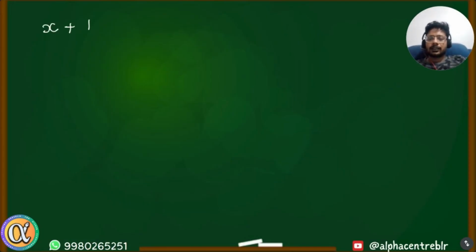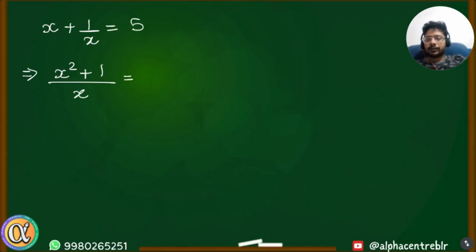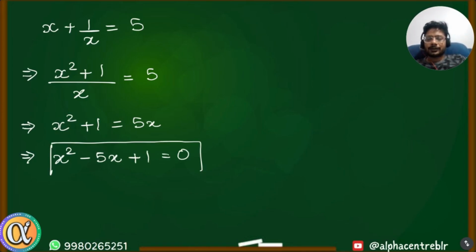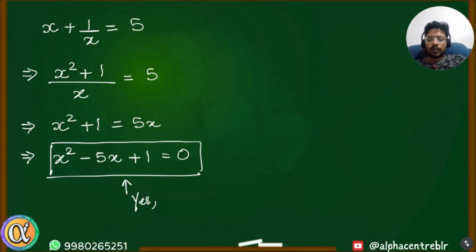x + 1/x = 5. Is this a quadratic equation? Now at this stage, it doesn't look like a quadratic equation. But if we reshuffle the terms and try to write this in standard form, we can proceed by first taking LCM on the left side. So this is (x² + 1)/x = 5. So this is x² + 1 = 5x. Now x² - 5x + 1 = 0. Now can I say this is a quadratic equation? Yes, it is a quadratic equation.